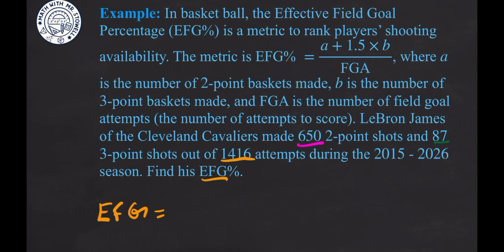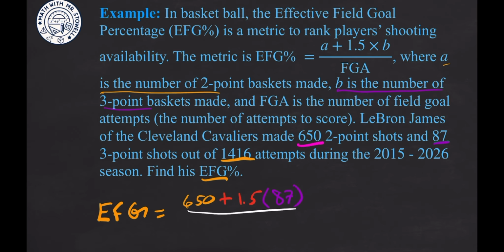is going to end up to be, well, A, remember, A is 2-pointers. We're told how many 2-pointers he made. He made 650. We're using our substitution property. This would be plus, 1.5 is the constant. The B is the number of 3-pointers. We know he made 87 3-pointers, so 1.5 times 87. And this is being divided by FGA.